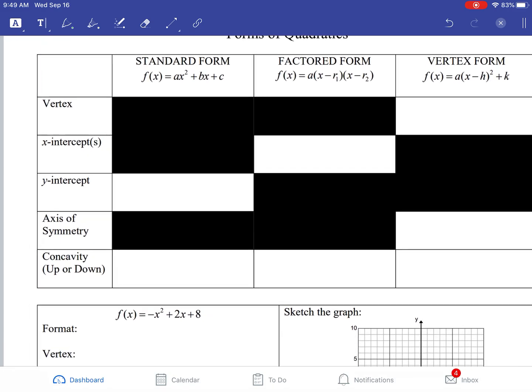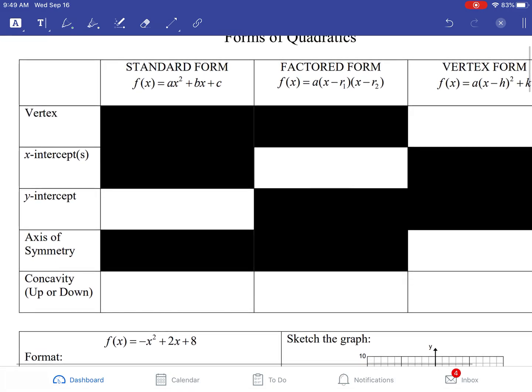So when we're doing all these things, there are 5 different things we can find for each format. We can find the vertex, the x-intercepts, the y-intercept, the axis of symmetry, and whether it's concave up or down. And concavity just means, does the graph go up or does the graph go down?